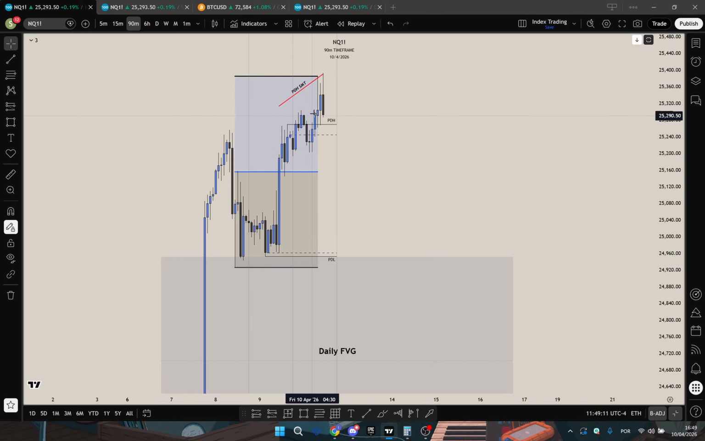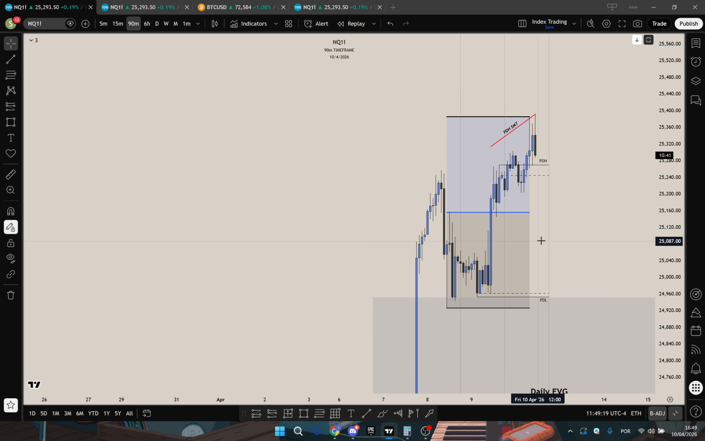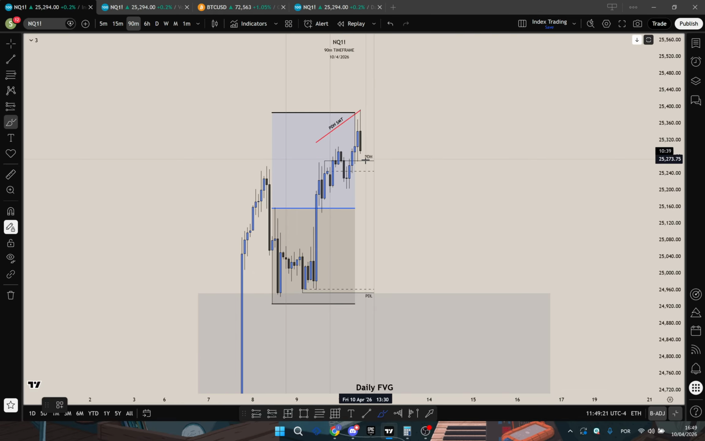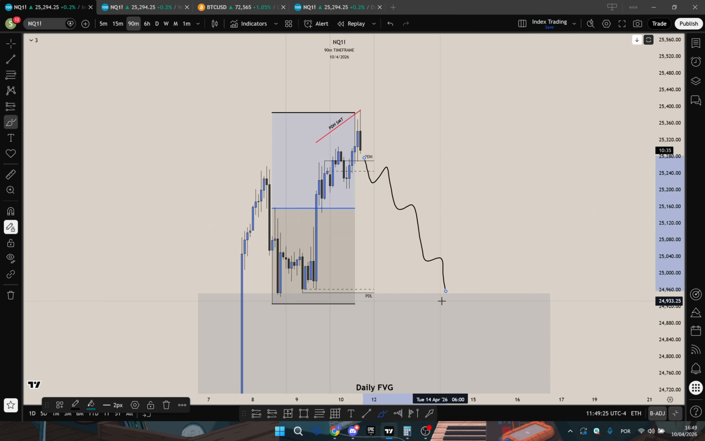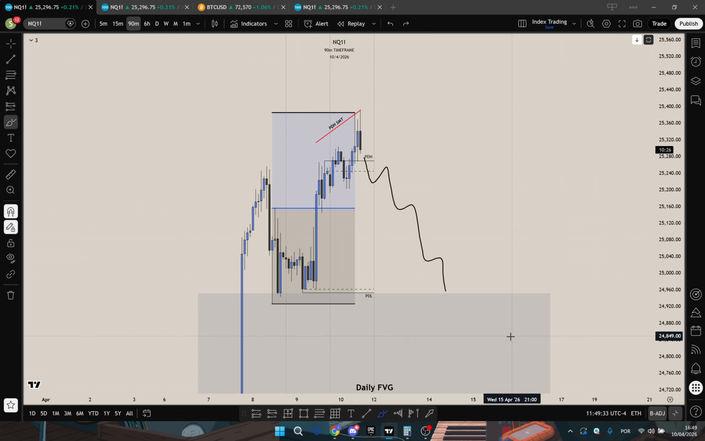Moving into next week, this framework is still pretty good. If we keep this previous day high SMT intact right here, then going into next week, I would probably continue to expect a lower drive into that daily gap. And then when we get into that daily gap, maybe we can see SMT on a low to take it higher. I don't know, I'm getting ahead of myself.